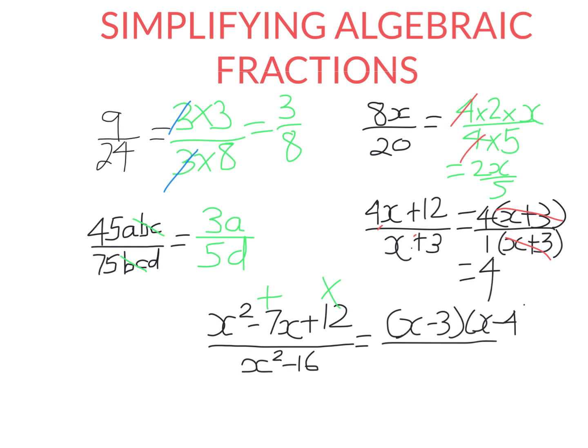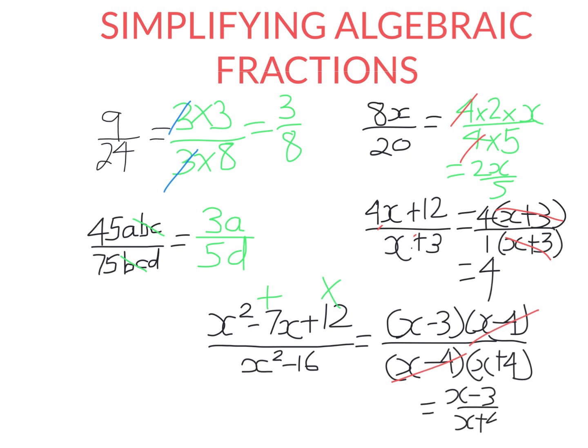The bottom is the difference of two squares. Perfect square minus perfect square. So the way we factorize that, 2 brackets, square root the first, square root the second, 1 gets a minus, 1 gets a plus. So now I can cross out these two because they are being multiplied on the top and the bottom. So I'm just left with x minus 3 over x plus 4. That is the final answer. I can't simplify this any further.